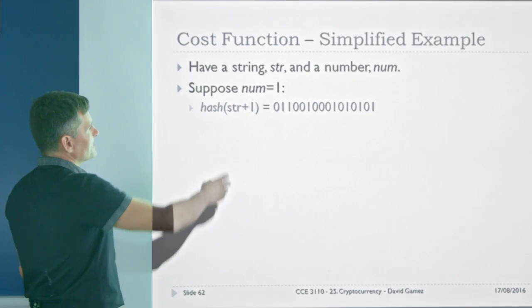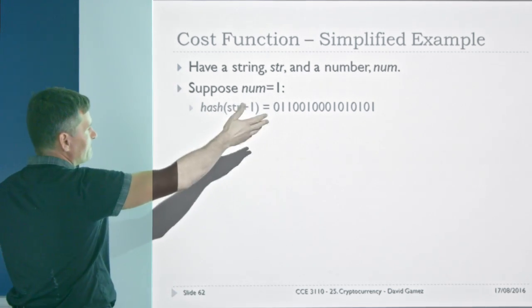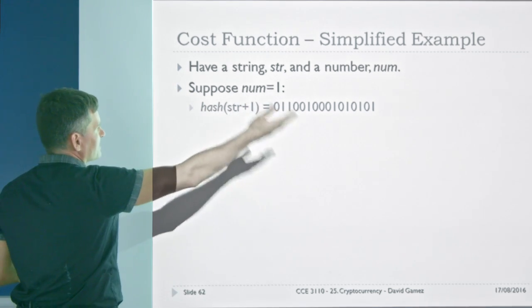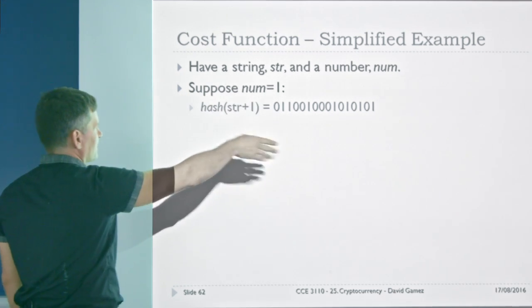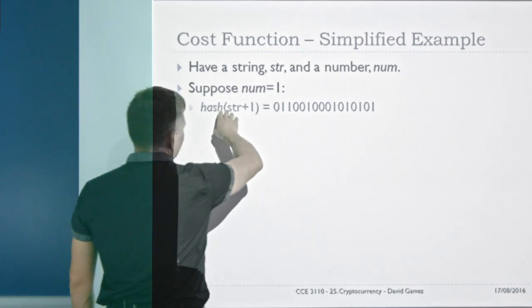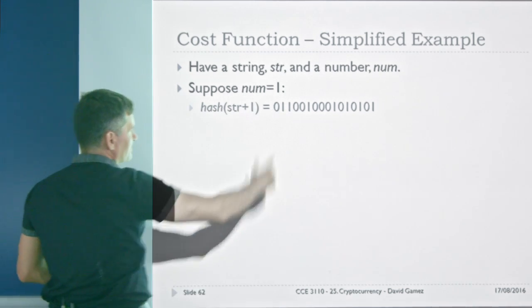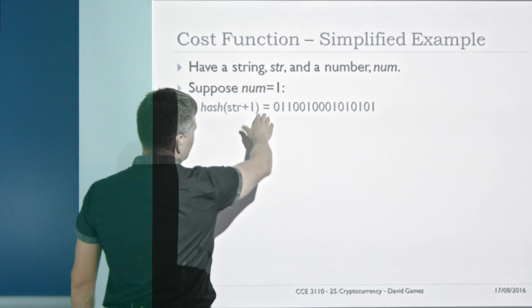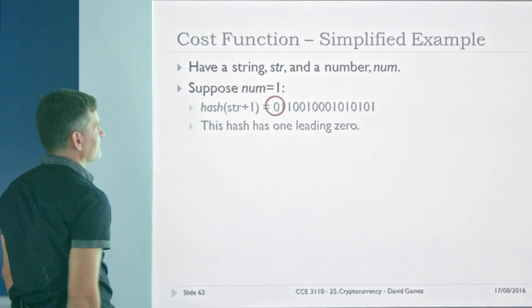So a simplified example: suppose we have a string and a number. This string could be anything, could be "the cat sat on the mat", whatever you like. And we're going to take a hash of the entire string combined with a single number. So we're going to do the hash of the string plus 1, and let's suppose it leads to that. And this hash has 1 leading 0.